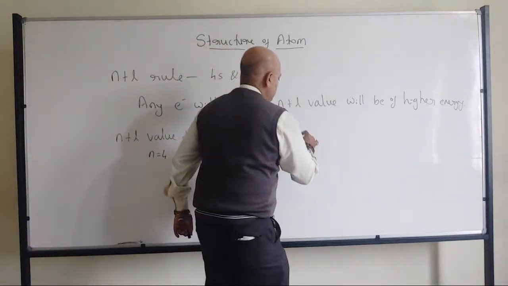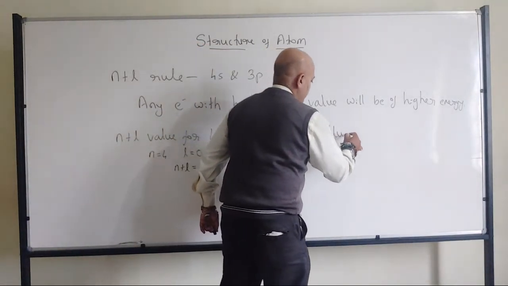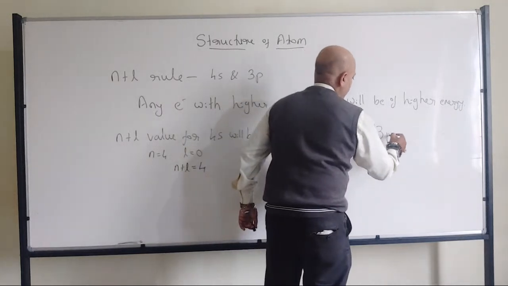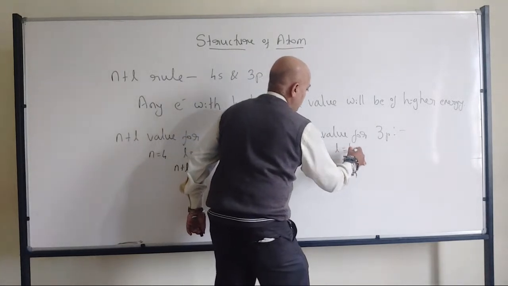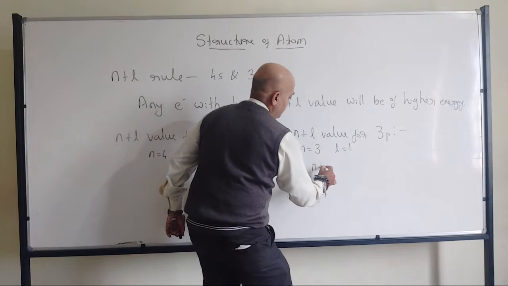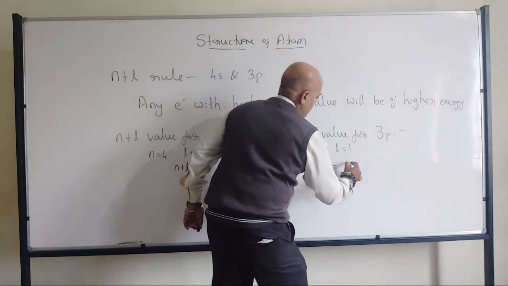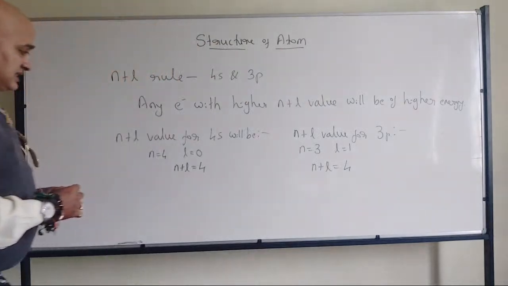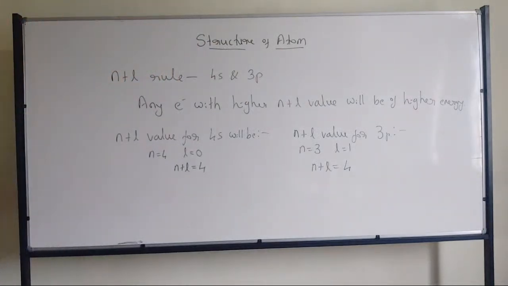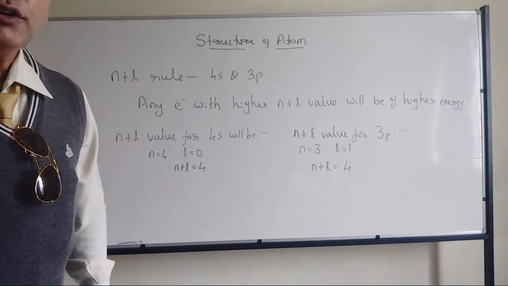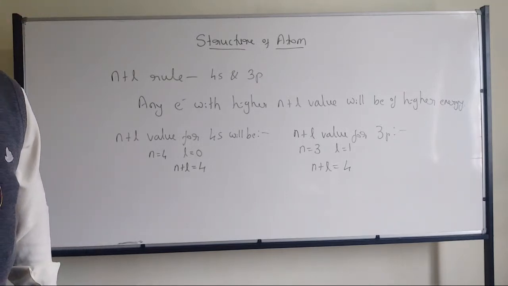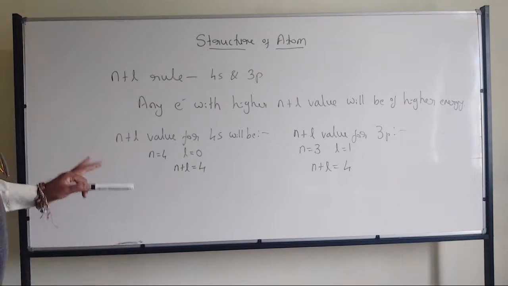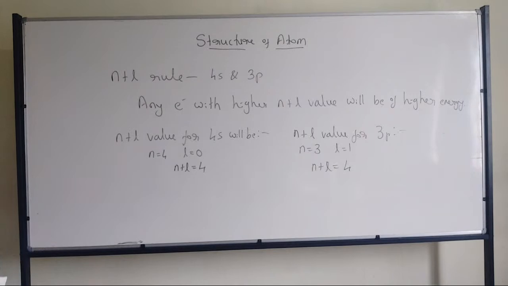Now when it comes to n plus l value for 3p, n is equal to 3 and l is equal to 1, because we have p subshell. So therefore n plus l is equal to once again 4. Now which will be of higher energy among 3p and 4s? Naturally we should consider which has higher n value; that will be of higher energy. All of you have understood?